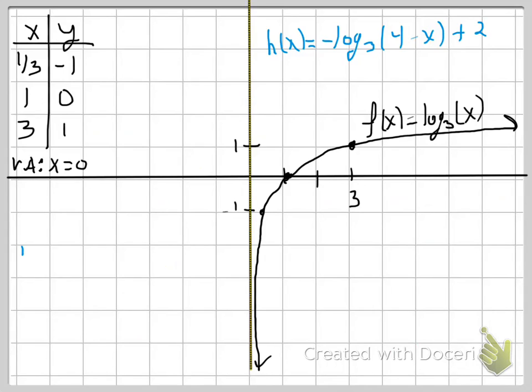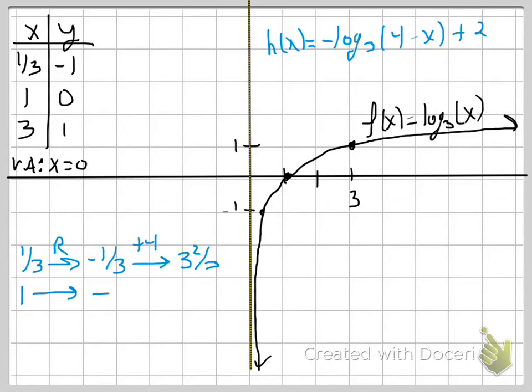So the negative in front of the logarithm and the plus 2 affect the y coordinates. What affects the x coordinates is the negative in front of the x. That's going to reflect over the y-axis, and then the 4 is going to move us to the right. So we're going to take each x coordinate and see what happens. The 1/3 is going to be reflected around the y-axis, so the 1/3 becomes negative 1/3, and then we shift it to the right 4 units. So 4 minus 1/3 is 3 2/3.